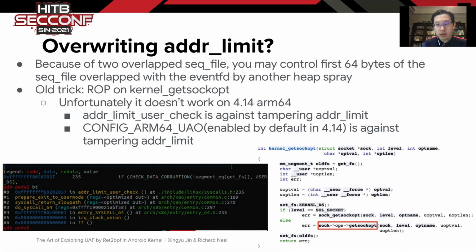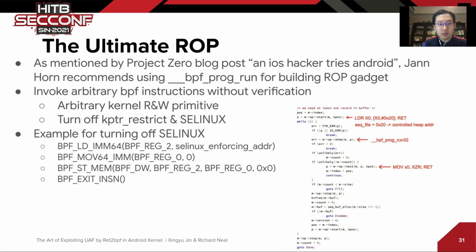So here is the ultimate ROP, and we also call it Ret2bpf. And as mentioned by Project Zero, we can invoke an internal function called bpf_prog_run as the ultimate ROP. So the basic idea here is that if the second argument is the address of the BPF instructions, then the kernel is happy to execute arbitrary BPF instructions without any kind of verification, so you can do everything you want.